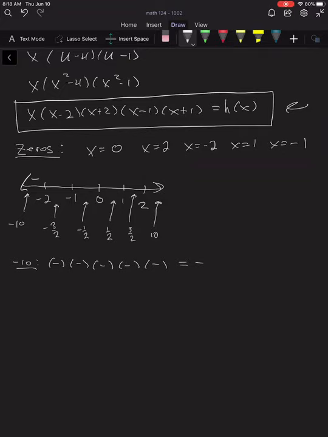Okay, now minus 3 halves. The first one will be minus. And then we have minus 3 halves minus 2. That's minus. Minus 3 halves plus 2 is positive. Minus 3 halves minus 1 is minus.